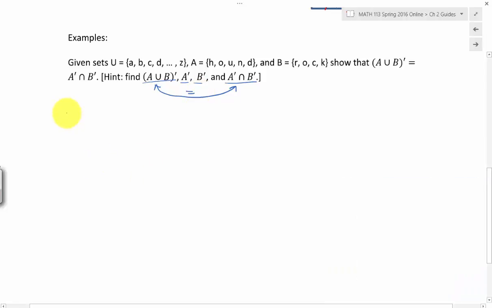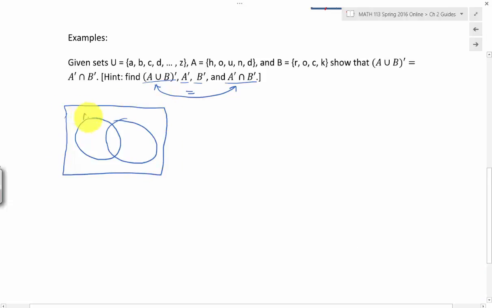So to begin with, I will make a Venn diagram and label each set A and B. And then I can see A has H-O-U-N-D. I can see I have an O in both sets. H-O-U-N-D, H-O-U-N-D, and that's it. So I have an O in common. And then A has on its own H, U, N, and D. B has R, C, and K.